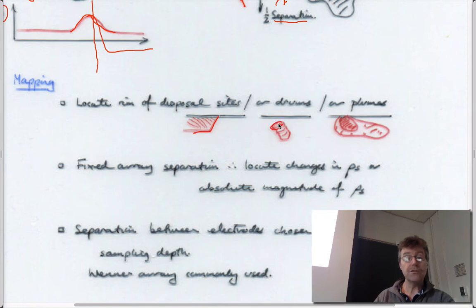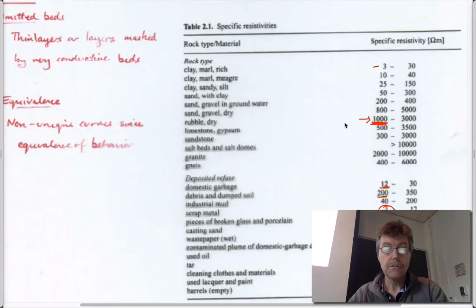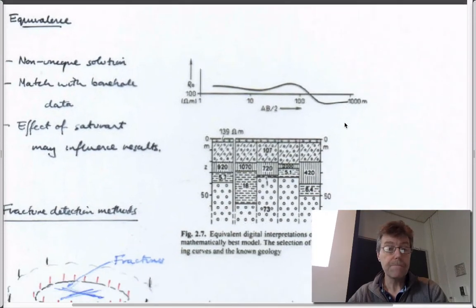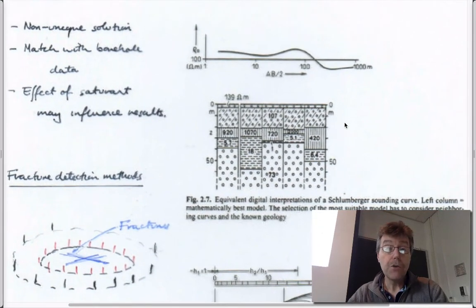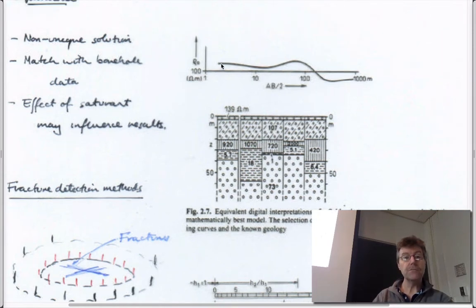You could imagine using it to pick up scrap metal in the ground. You could imagine that if your plume has some electrical properties such as salts dissolved in it, you'd be able to pick this up as well, because salt water would have a different resistivity from regular water.